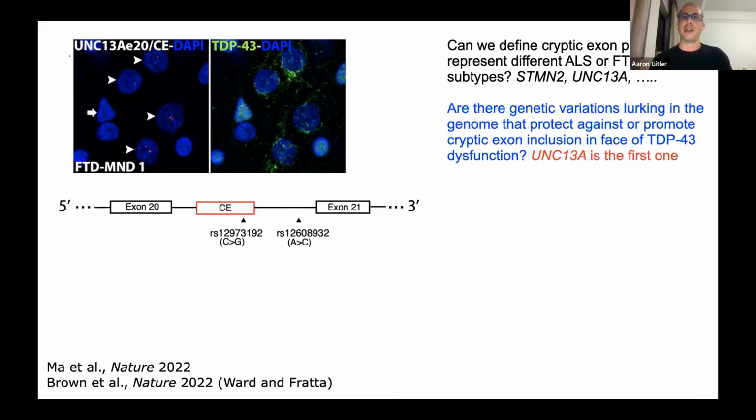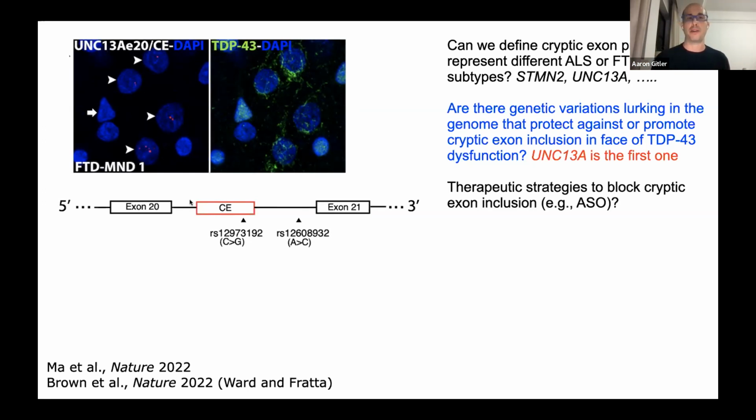Are there genetic variations lurking in the genome that protect or promote cryptic exon inclusion in the face of TDP-43 dysfunction? UNC13A is the first one, but could there be other ones out there? And then, of course, therapeutic strategies. We know exactly where this cryptic exon is. We know where the splice acceptor site is. Could one design an antisense oligonucleotide to occlude that cryptic exon event? So even in the face of TDP-43 dysfunction, could you block this event?